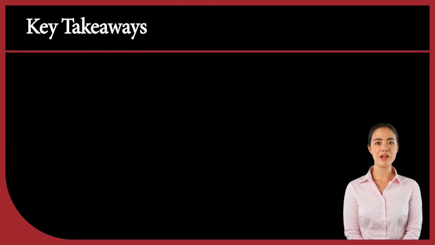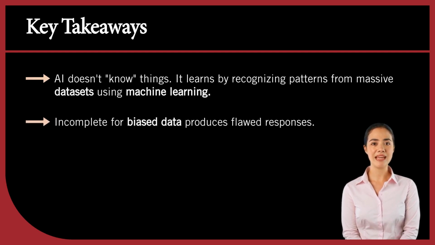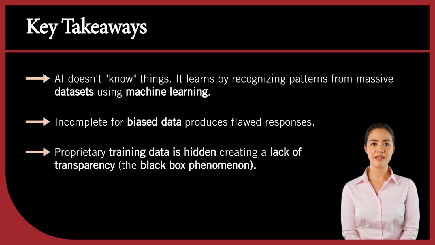All right, let's sum it all up. We learned that AI doesn't just know things. It learns by recognizing patterns from massive datasets using a process called machine learning. If the training data is incomplete or biased, AI will produce flawed responses. Proprietary training data is hidden, creating a lack of transparency, also referred to as the black box phenomenon.